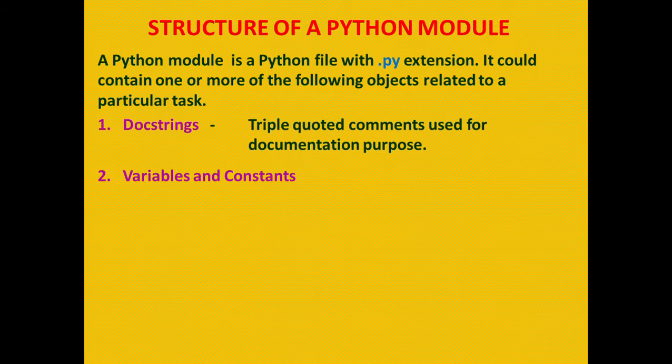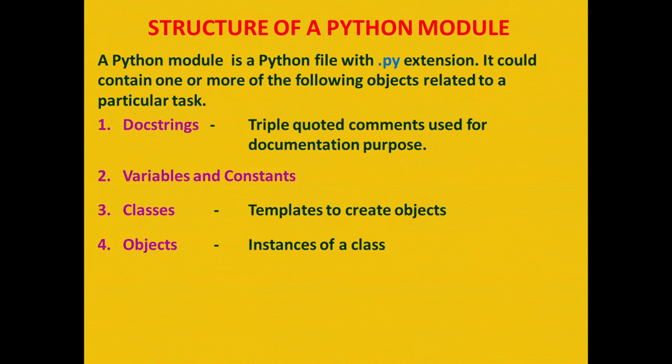The next one is variables and constants. You are all familiar with that. The next one is classes. Classes are a group of objects, and we can also say a class can act as a template to create many objects. So what does a class contain? A class contains many variables, constants and functions.